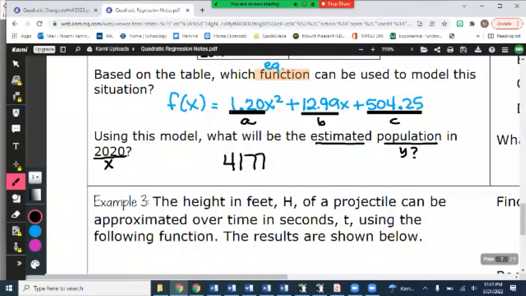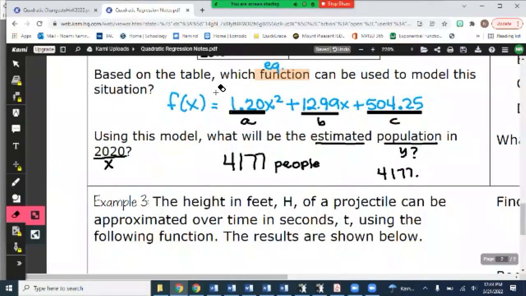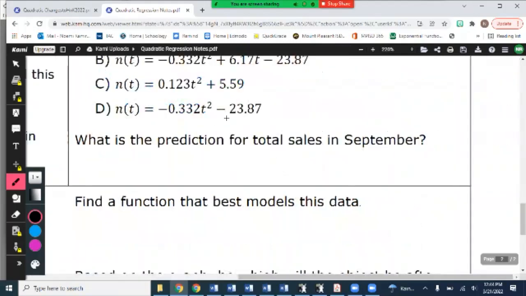What are we talking about? What is this representing? Not years, it's representing population. And population is what? People. You cannot have a decimal of a person, correct? Even if it was 4,177.6, you cannot round up, because rounding up would mean that you're creating body parts out of thin air. Okay, so just 4,177 people. Okay, all right, next one.